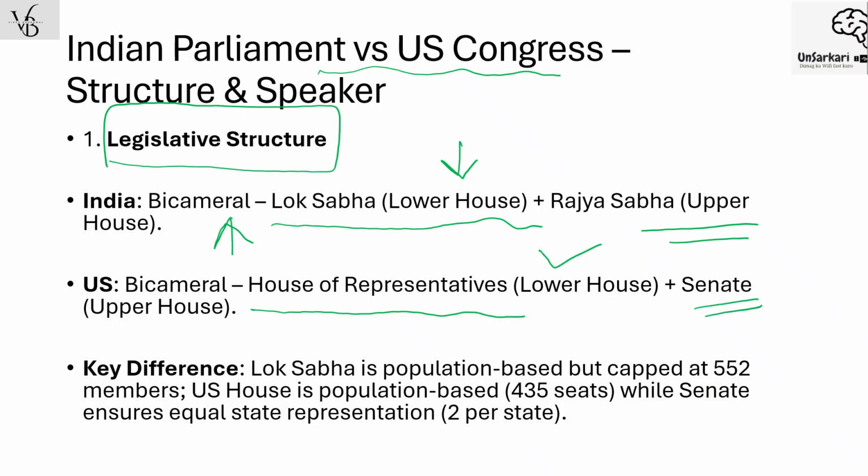What is the key difference? The key difference is that Lok Sabha is a population-based body, which has a capping of 552 members according to a constitution amendment that took place long back. Whereas the US House is also population based, having 435 seats, while the Senate, that means the upper house, ensures equal state representation. That is two representatives per state.